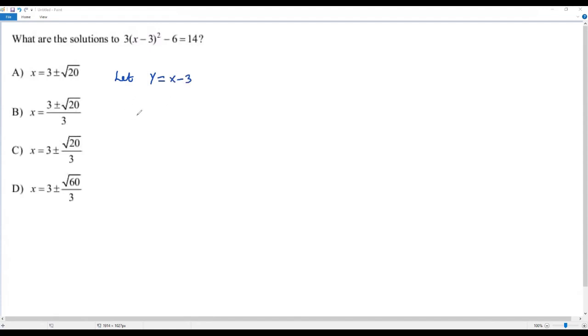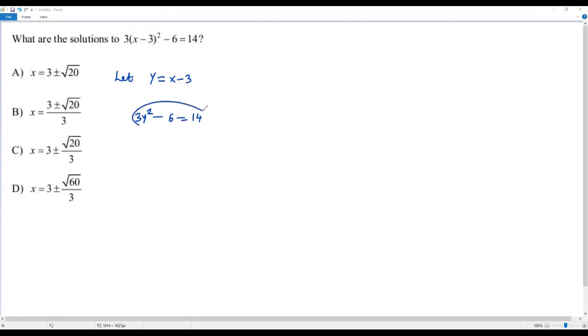Then the equation will become 3 times y squared − 6 equals 14, because I plugged in y for this x − 3. Now we have to solve for y in this equation. Once we get the value of y, it can be replaced by the original x − 3. Here you may have a question: why do I have to assign a new variable y for this x − 3? To make the solving process easier. Instead of expanding the square of the binomial, I assign a new variable y for this x − 3.